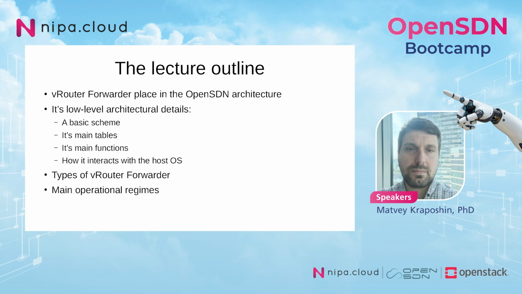The lecture outline is presented here. I will talk about the place of the vRouter forwarder in the OpenSDN architecture. Then we will consider some low-level details of the vRouter forwarder. Then we will talk a little about the types of vRouter forwarder and about the regimes in which this main component of OpenSDN operates.